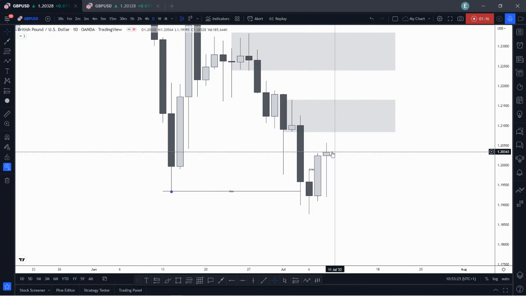So that gives me the confidence that this market, GBP USD, is going to come into this first order block, at least, even if it's just to give a reaction. That gives me the confidence.